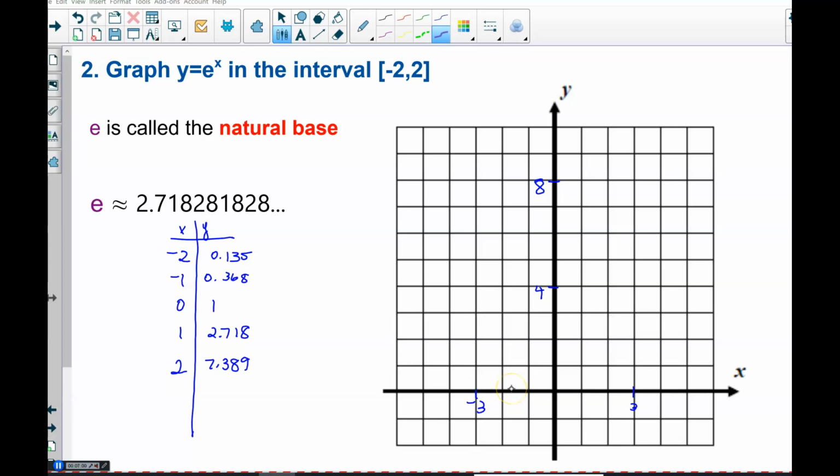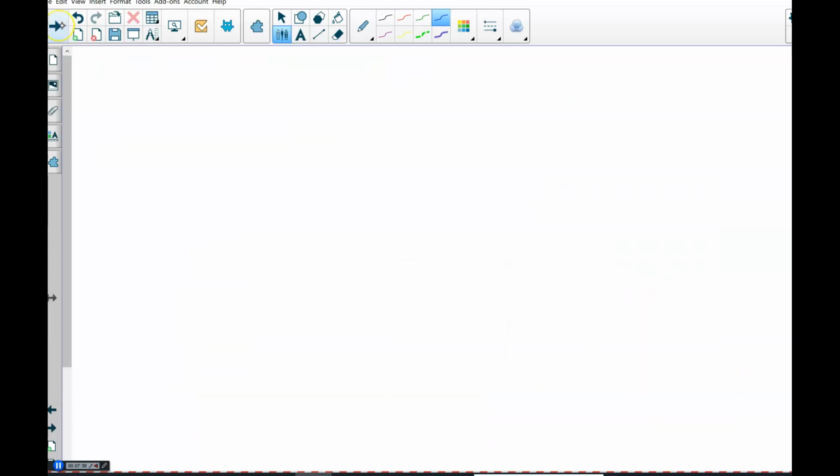So we have -2 and 0.135, and -1 and 0.368, 0, 1, 1 and 2.718, 2 and almost 8. And again, we're going to label. And in this case, we don't put arrows at the end of the graph because they defined our interval. So let's go on to the next page.